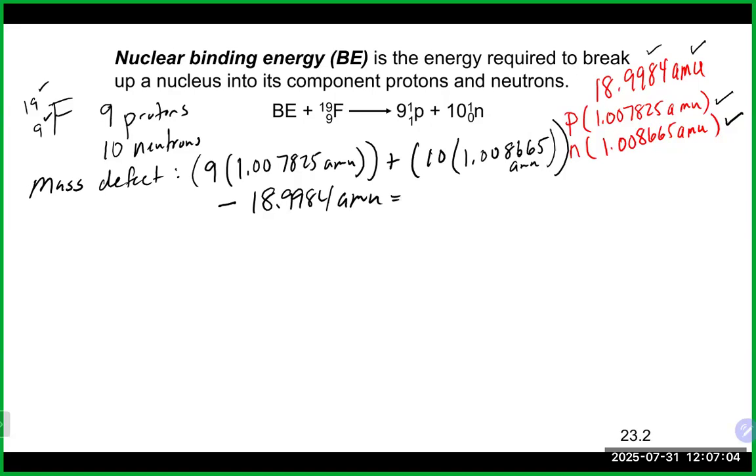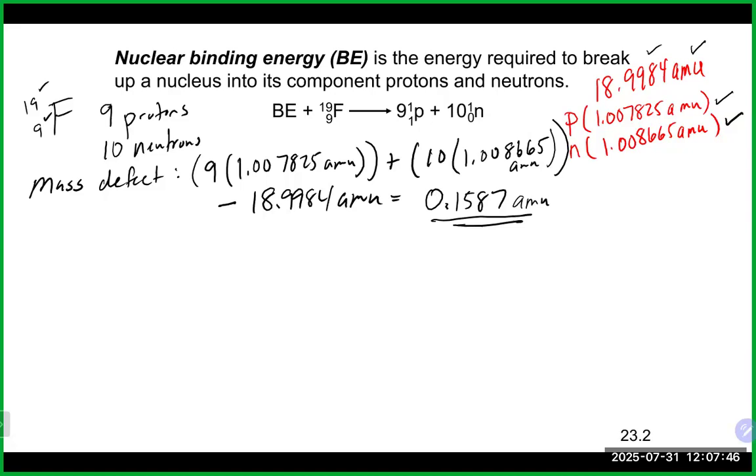If I do that here, 9 times 1.007825 plus 10 times 1.008665, and then subtract 18.9984, hopefully punching it in right, we get 0.1587 AMU. This is the mass defect. This again is the difference between the mass of the isotope and the mass of the particles that make it up. And that is what's going to be converted into energy through this process.